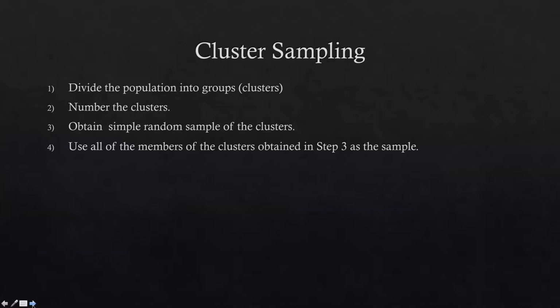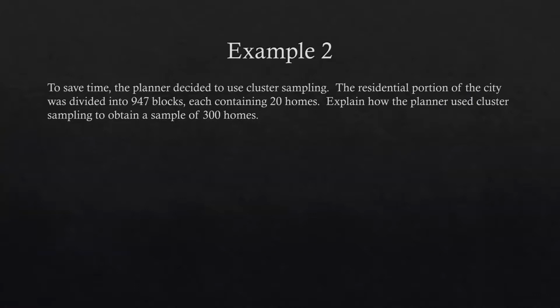For instance, to save time, the city planner decided to use cluster sampling. The residential portion of the city was divided into 947 blocks, each containing 20 homes.